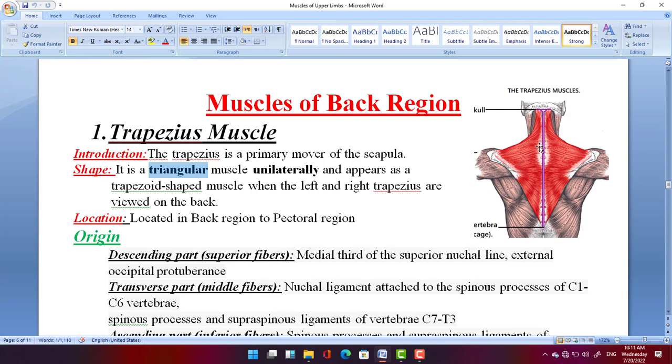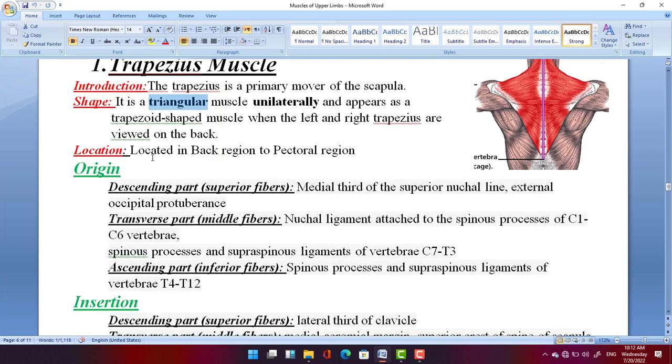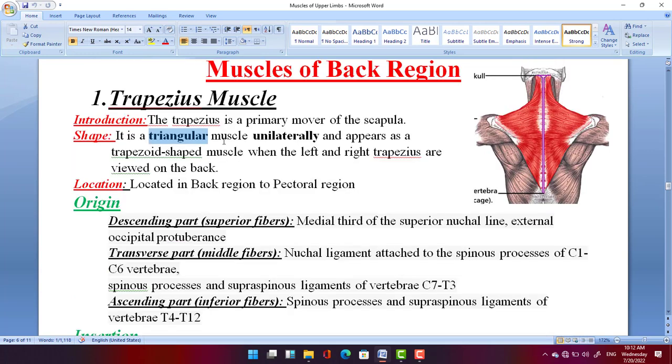Unilaterally means on one side; on both sides we have a trapezius muscle. Unilaterally it is triangular in shape, and it appears as a trapezoid-shaped muscle when the left and right trapezius are viewed on the back. So it appears as a trapezoid body. That's why they call it the trapezius muscle. What is the location? It is located in the back region, posterior to the pectoral region. So the trapezius muscle is the first muscle of the back region.